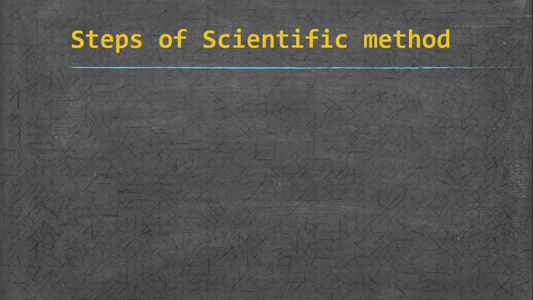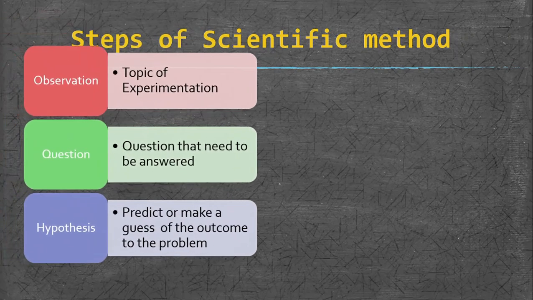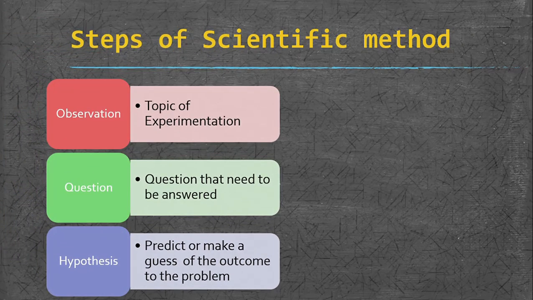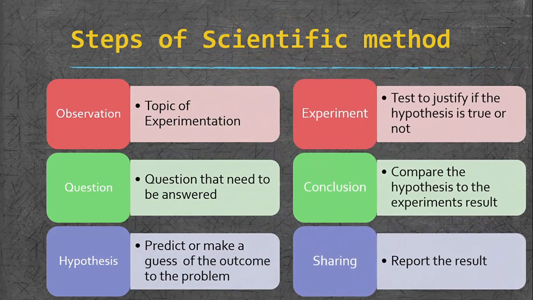So we have learned that science is a knowledge about our natural world. Science is based on the facts learned through observation and experimentation to describe and explain our natural phenomenon. When a scientist investigates to answer any question about the world around us, they must follow some scientific method. So let's see the scientific method. When a scientist follows the scientific method, they must follow 6 steps. These are observation, question, hypothesis, experiment, conclusion, and sharing.